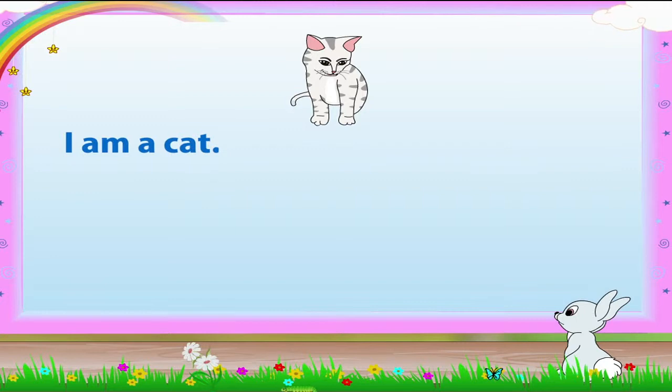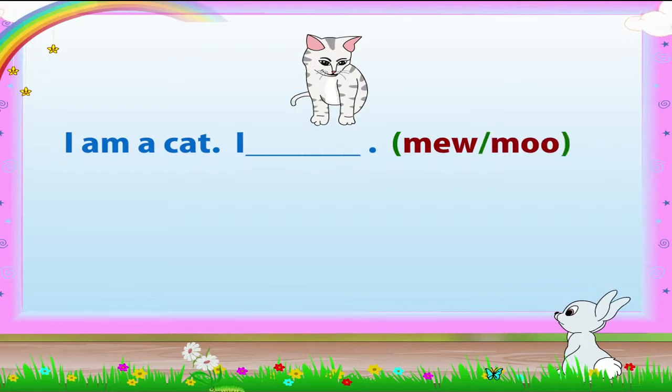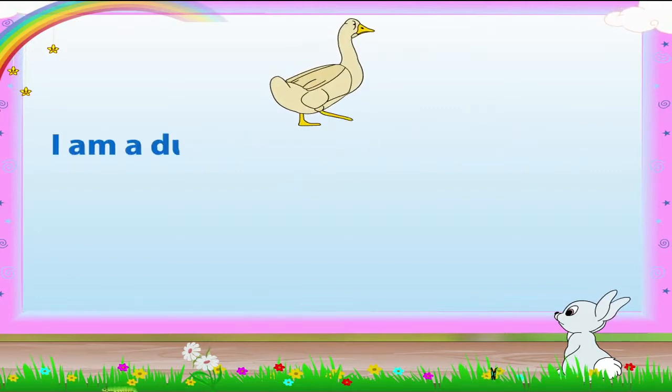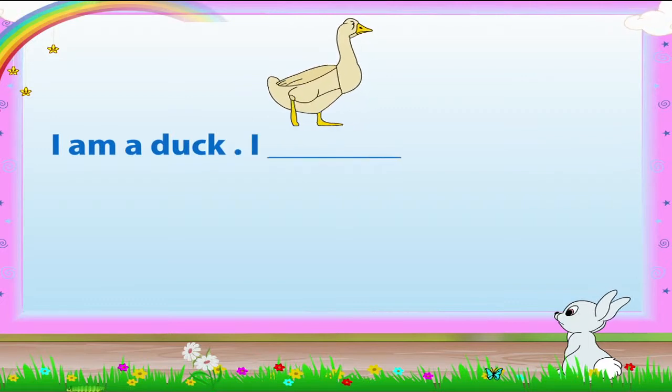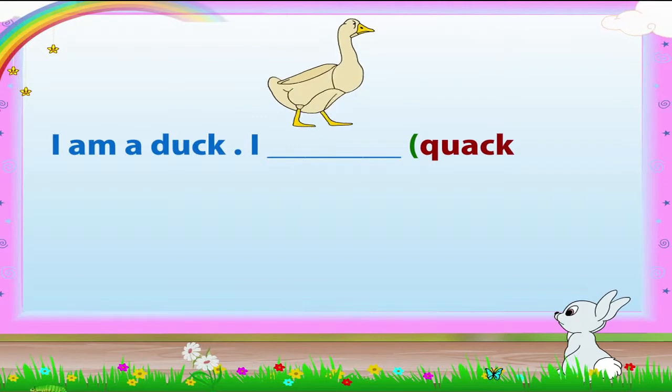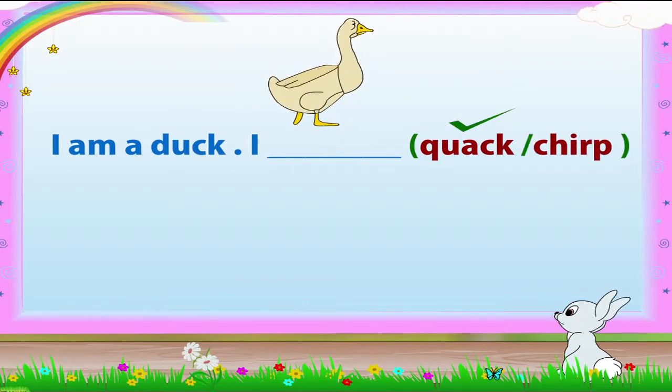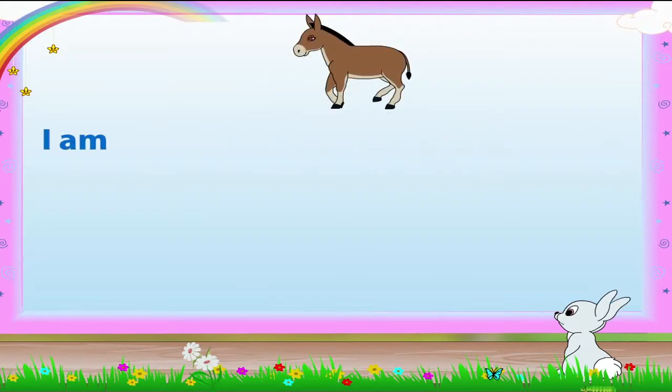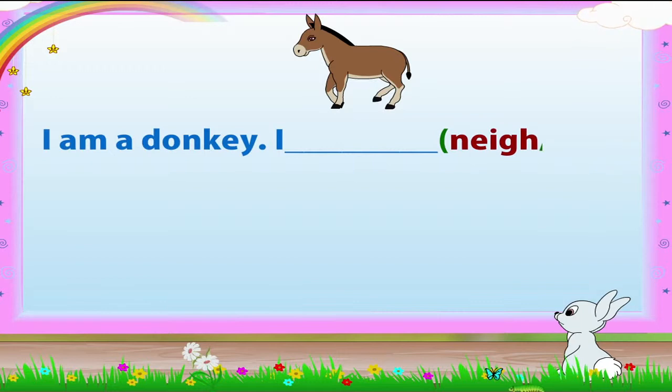I am a cat. I (mew, moo). I am a cat. I mew. I am a duck. I (quack, chirp). I am a duck. I quack. I am a donkey. I (neigh, bray). I am a donkey. I bray.